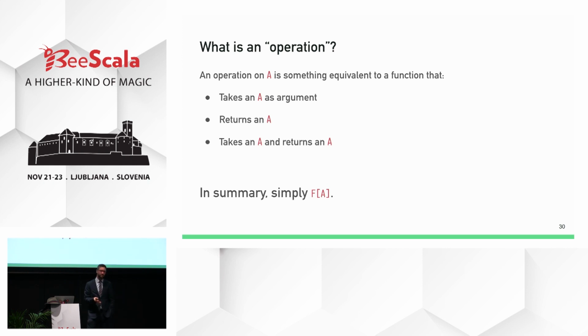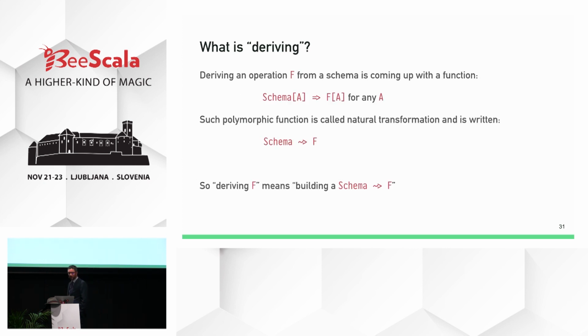For example, type serialization is not really a type class because it doesn't really have laws. But in summary, an operation of A is something that resembles a function that either takes an A or returns an A or both. And so in the following, I will just summarize that with f of A. It can be a JSON encoder, it can be an ordering, it can be a show, it can be whatever type class you want. So how do I derive an F from a schema?